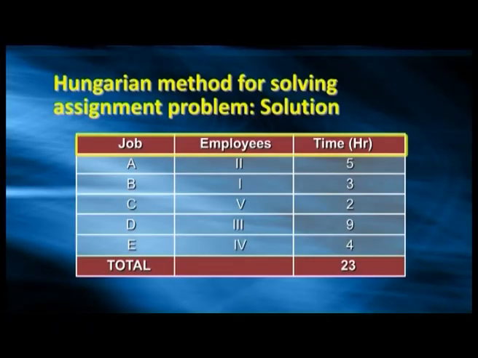Step 7. Repeat steps 3 to 6 to find a new solution. The new assignment is shown in this table. Since the number of assignments, which is equal to 5, equals the number of rows or columns, the solution is optimal. The pattern of assignment among jobs and employees with their respective time is given in the table.